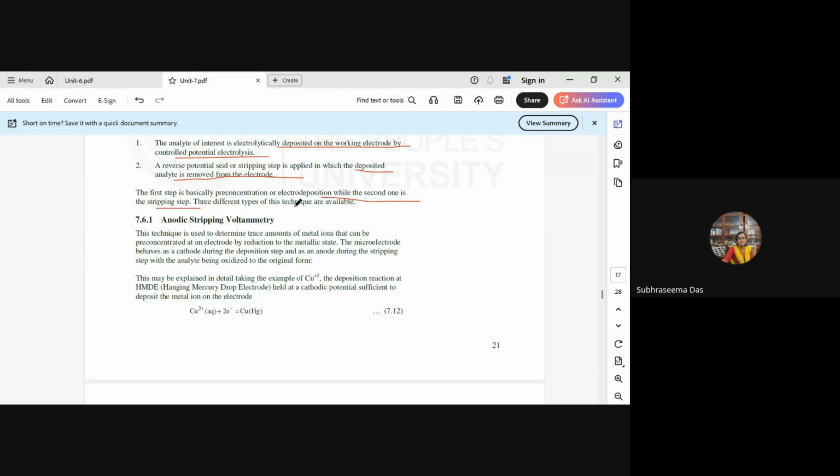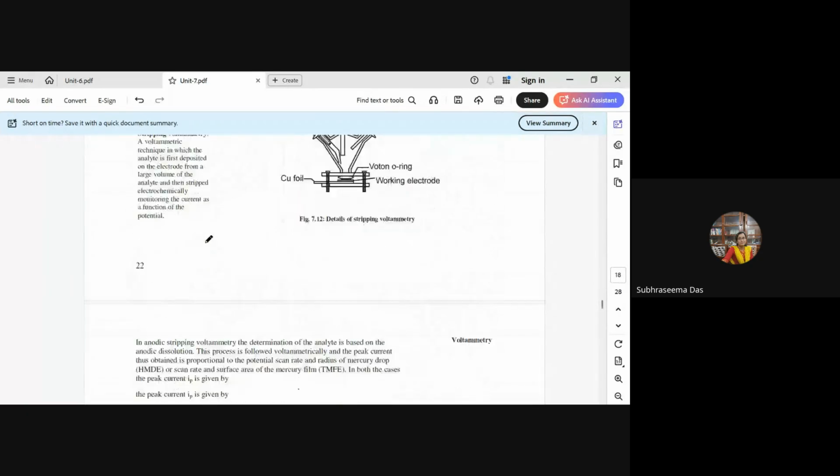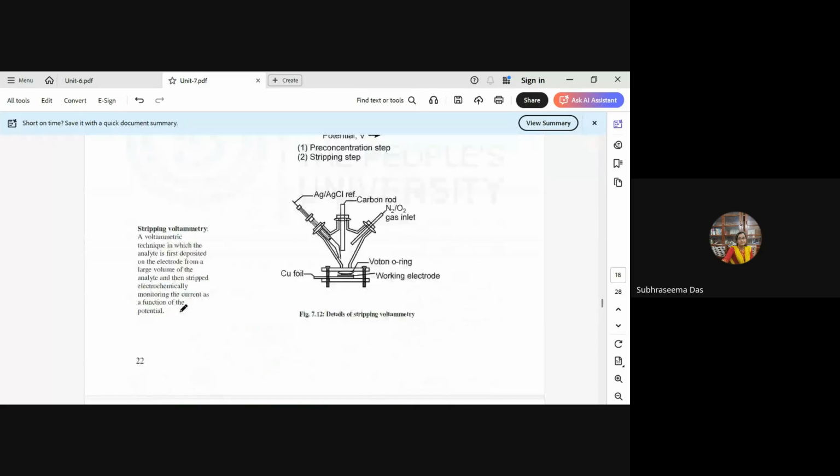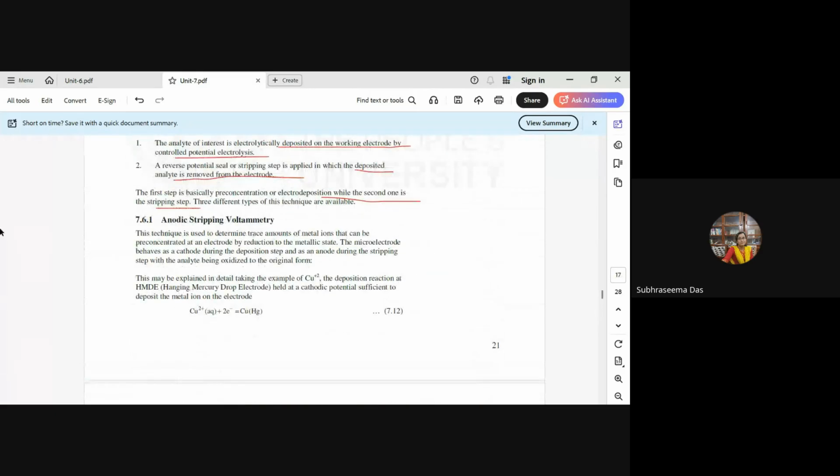So three different types of stripping voltammetry are possible. First is the anodic stripping voltammetry, the second is the cathodic stripping voltammetry, and the third is the adsorptive stripping voltammetry. First is ASV, that is the anodic stripping voltammetry. This technique is used to determine trace amounts of metal ions that can be pre-concentrated at an electrode by reducing to the metallic state.